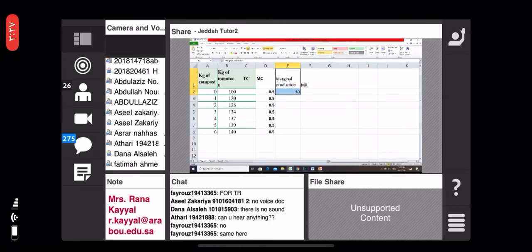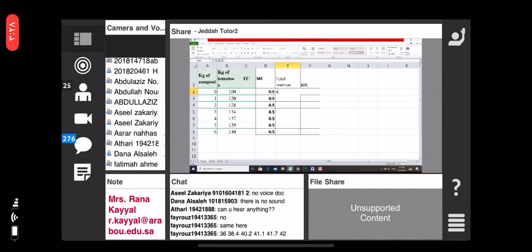Okay, total revenue. Let me just highlight this. Total revenue: I will sell each kilo of tomato for 0.3. So at the first level, how much do I have? Sorry. Total revenue by definition, we got it in chapter 6, I expect, equals quantity times price.